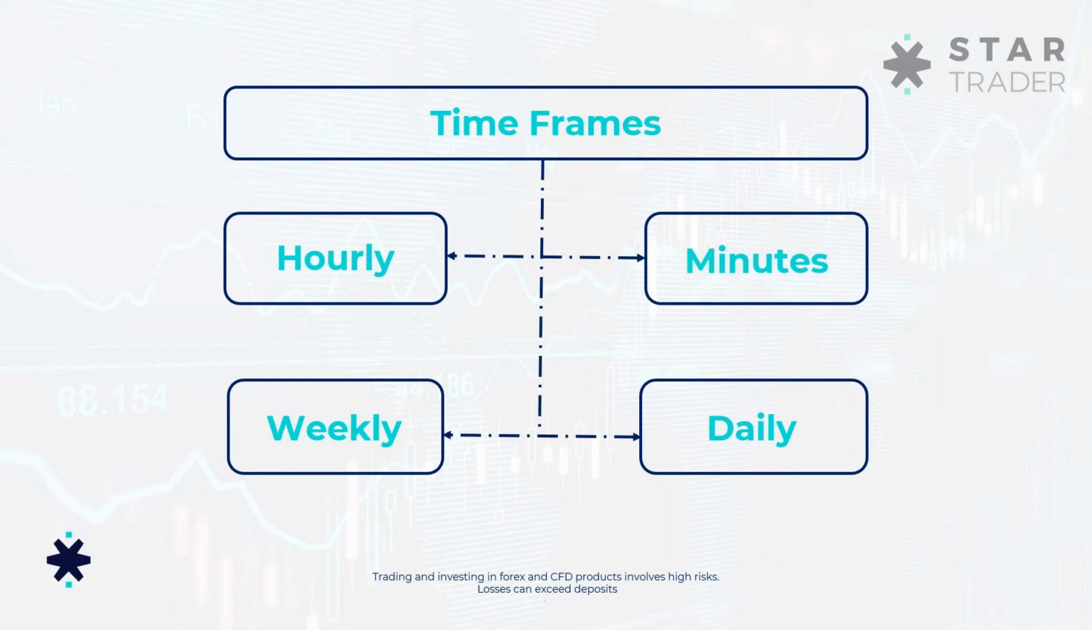Then moving next to the time frames we mentioned before, in our platform, the StarTrader platform, we have many time frames. We have from 4 hours, 2 hours, 1 day, weekly, monthly, and all these. But practically, the most used are these 4 time frames: hourly, minutes, weekly, and daily.